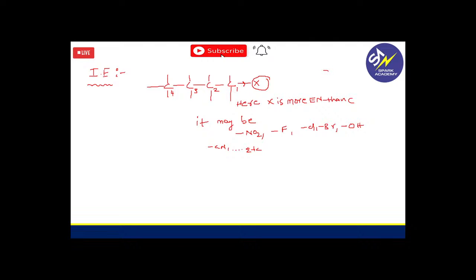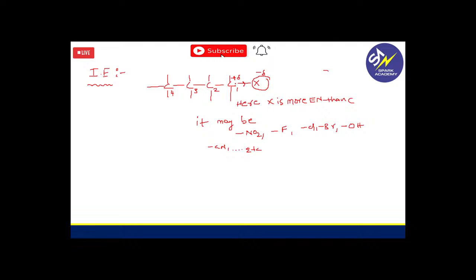What is electronegativity? Electronegativity is the tendency to attract the bond pair of electrons, to pull the shared pair of electrons towards itself. Here X is more electronegative than carbon, so it attracts sigma bonded electrons towards itself. Then X attains a partial negative charge, and carbon attains a partial positive charge. Now the C1 carbon atom attains a partial positive charge.